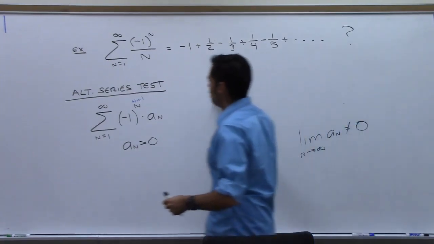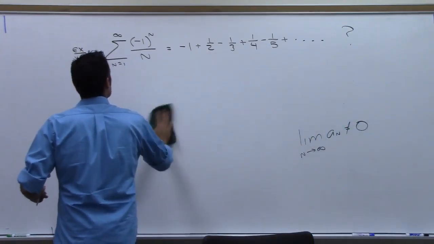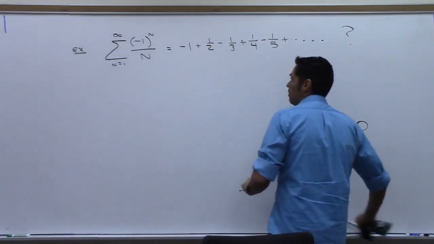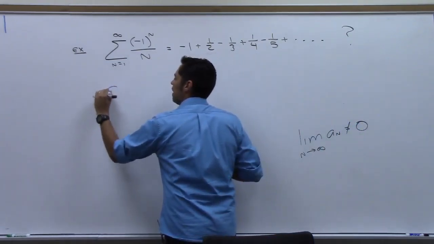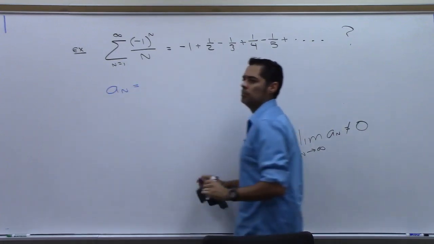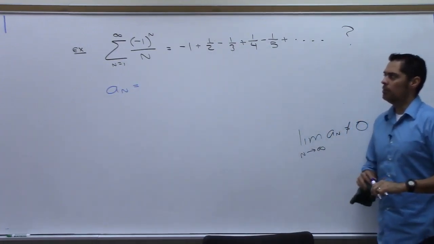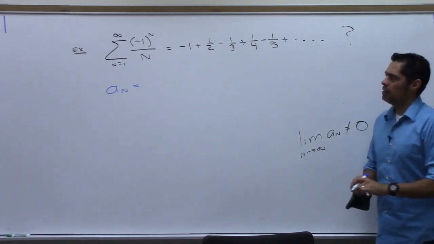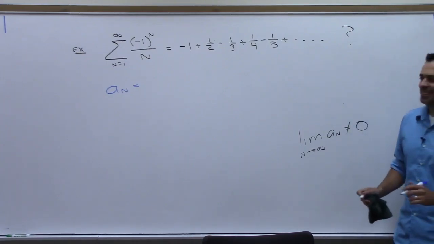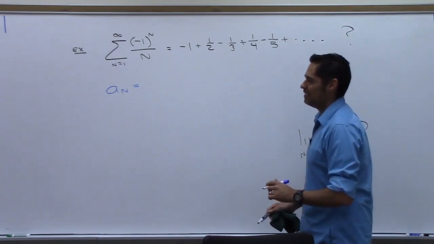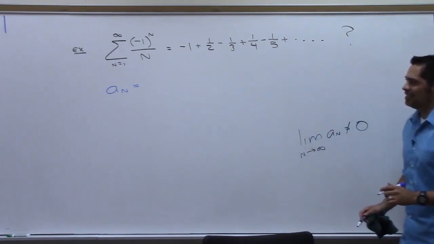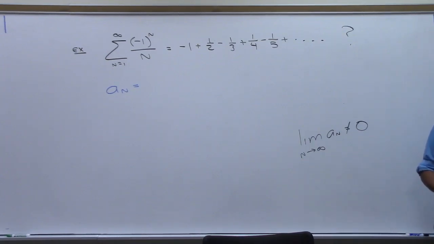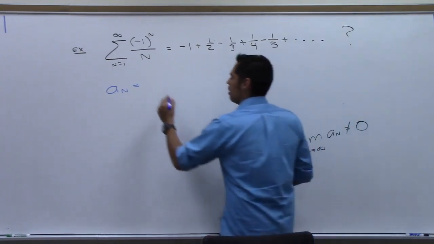All right, so let's go back to this problem here. If you could, please identify a sub n for me. What is a sub n in this problem? Negative 1 to the n over n. Close. Negative 1 to the n times 1 over n. Closer. Negative 1 to the n times n to the negative 1. Close still. 1 over n.